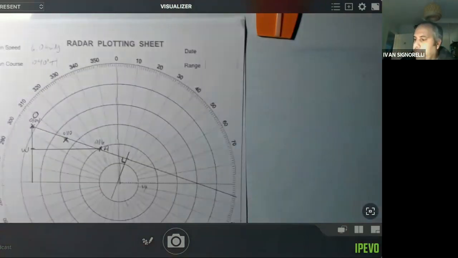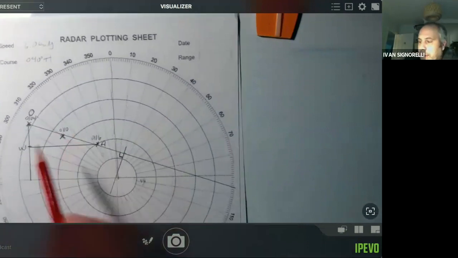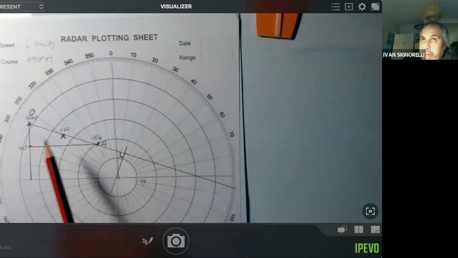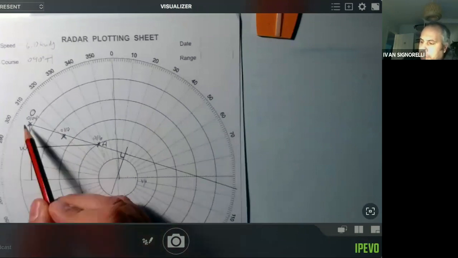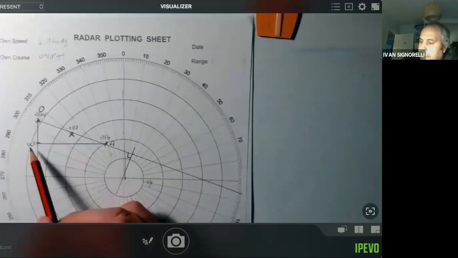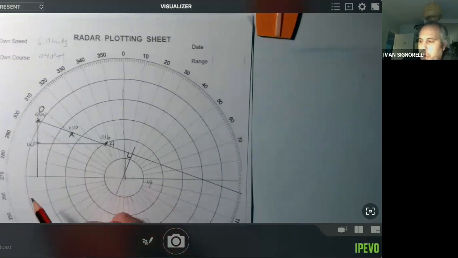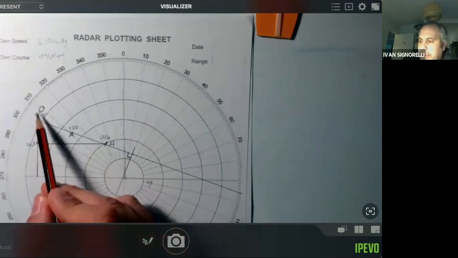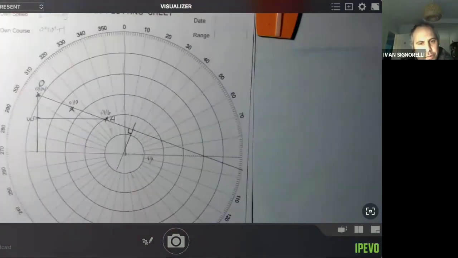You're going to connect W to A, and this is why we call it the WAO triangle. One way of looking at this is WO is way of my own vessel. WA is way of another vessel. That's one way you remember. WO is way of my own vessel. WA is way of another vessel. Once you've gotten to this point, now we need to work out the other vessel's course and speed.